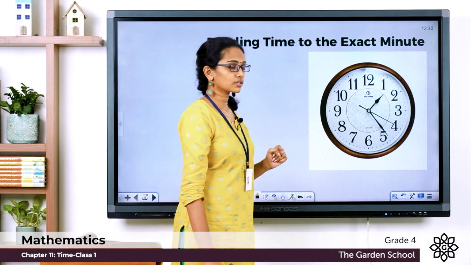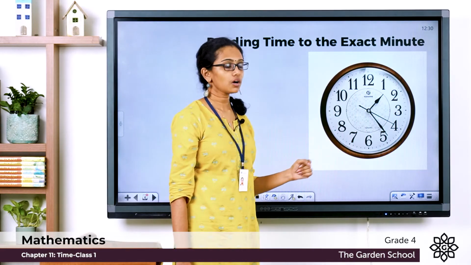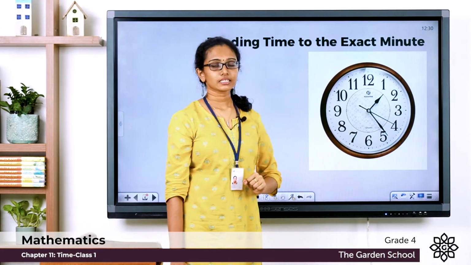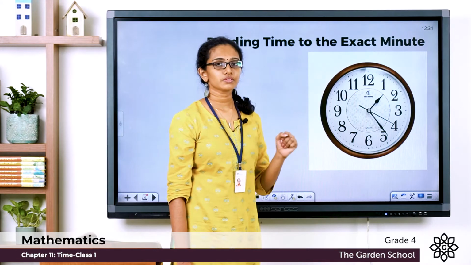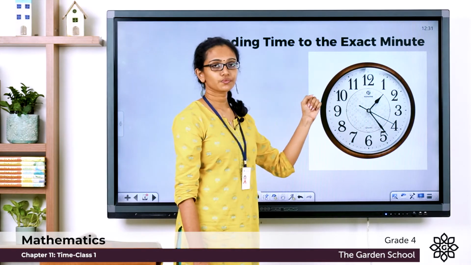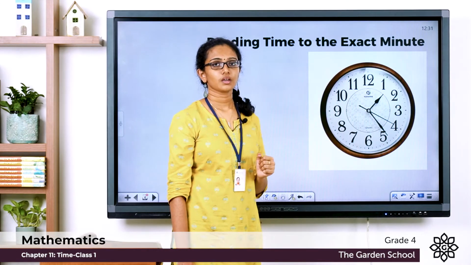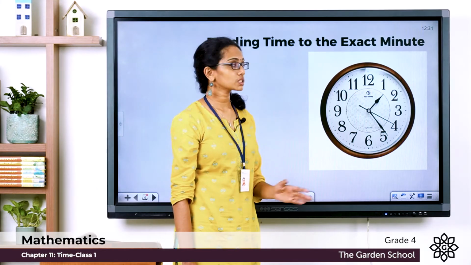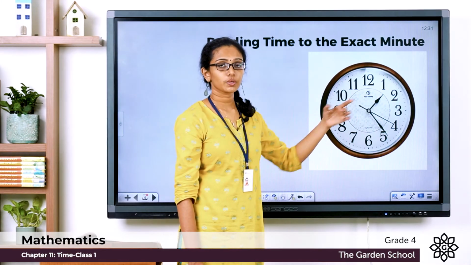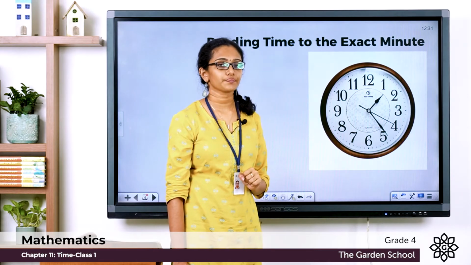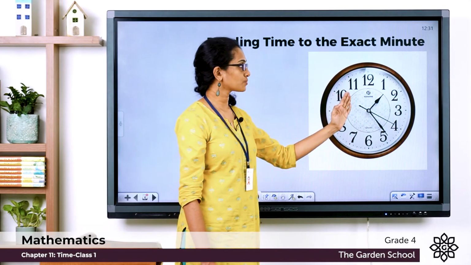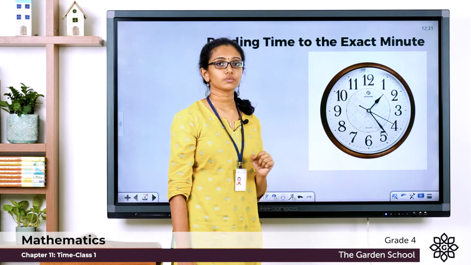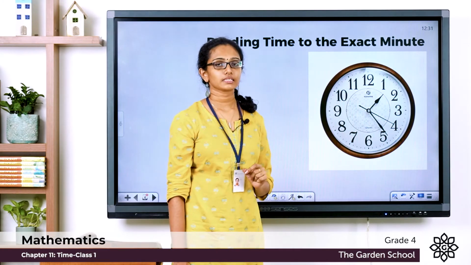So here you can see a clock. There are 3 hands in the clock, the hour hand, minute hand and the seconds hand. And there are numbers written on it, the numbers from 1 to 12. When the hour hand moves from one number to the next, we say 1 hour has passed. And when the minute hand moves from one number to the next, we say 5 minutes have passed.